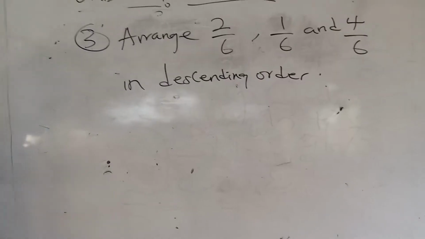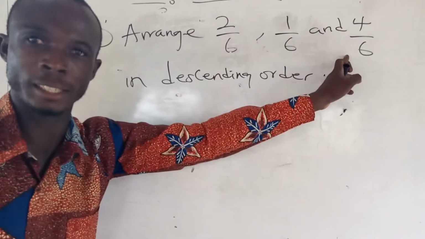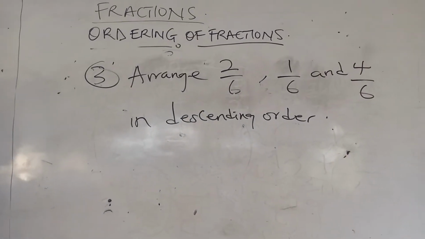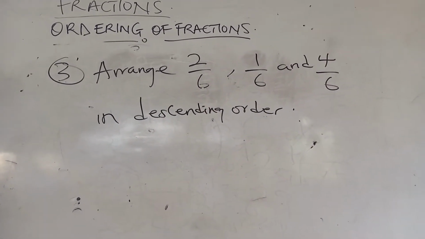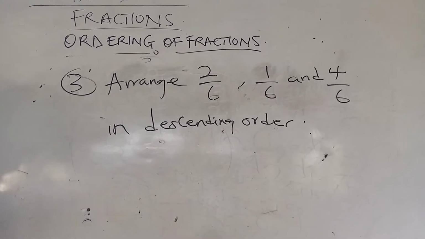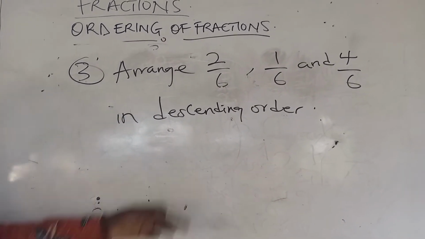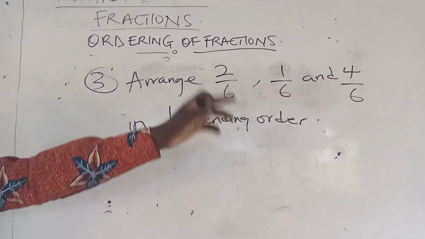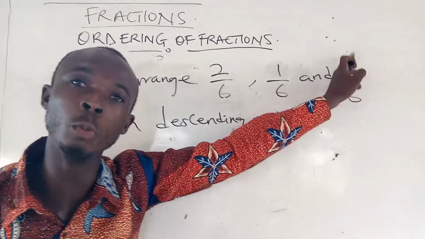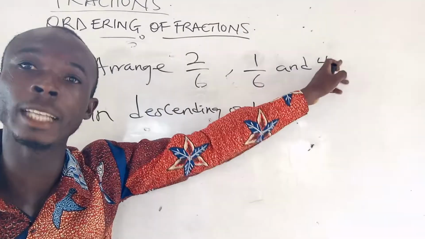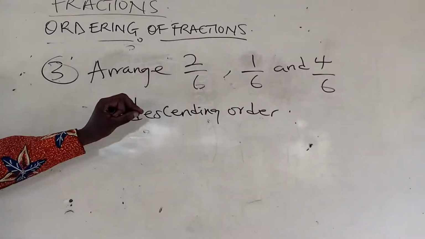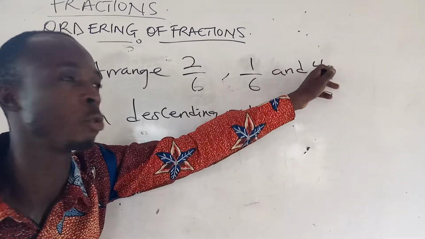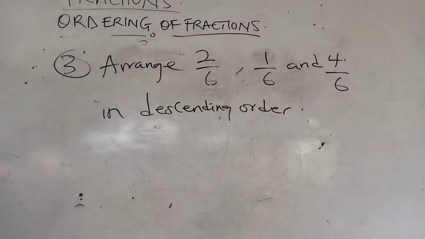You see now, I've given you different numerators, but in our previous example, I gave you same numerators. And as I said under comparing fractions, when given same denominators, the one with the greatest numerator is always the greatest fraction. I repeat, when given same denominators, the one with the greatest numerator is the greatest fraction.